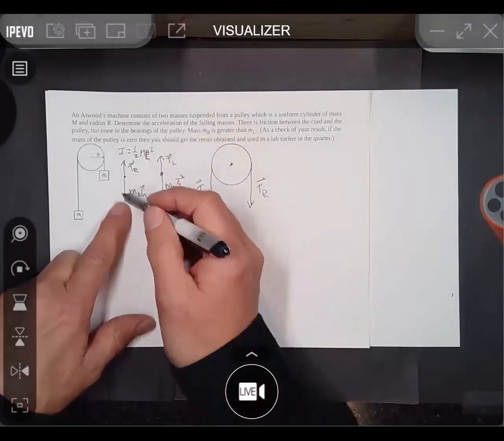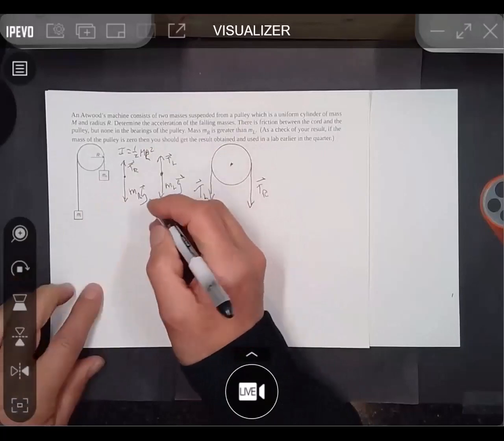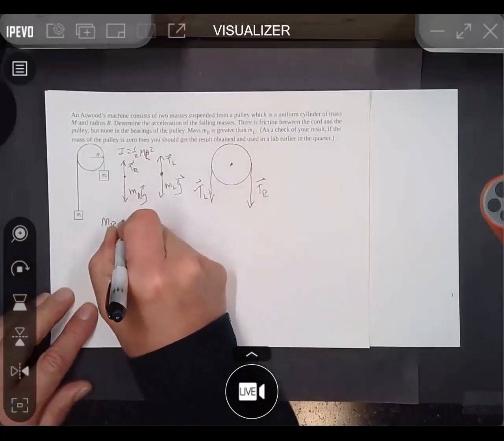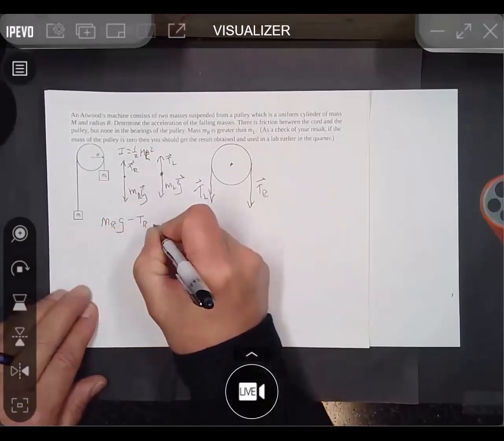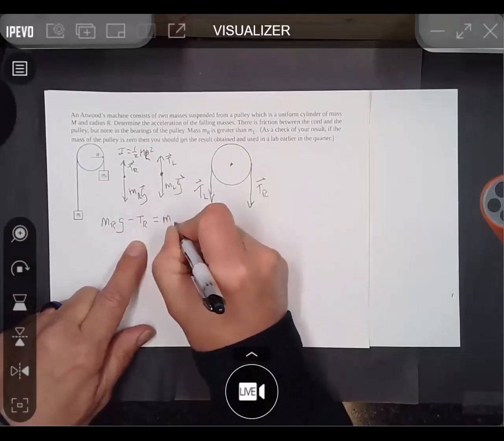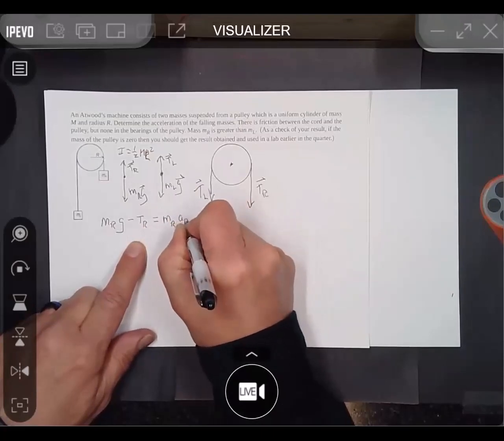For the rightmost mass, I'm going to let downward be positive. And if that's the case, then I can say that M sub R times G minus T sub R is going to equal M sub R times A, or A sub R.